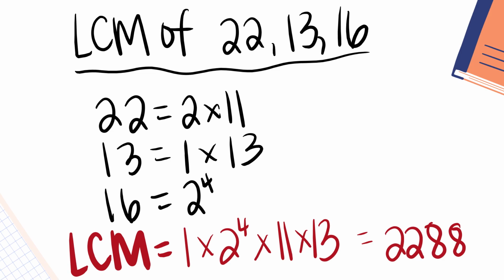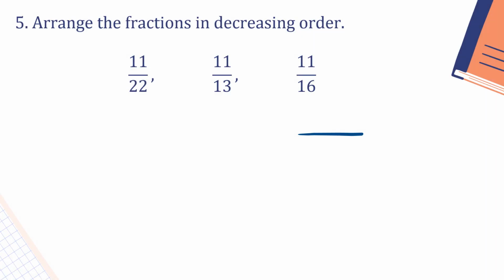Very large number. So we have to make all of our fractions have the denominator 2288. What I did here is I grabbed my calculator and said, okay, 2288 divided by 22. So I had to multiply by 104 to get to 2288. I took my least common multiple and divided it by that denominator to figure out what I need to multiply by to get to that least common multiple. Ideally, if you were doing this with your students, you would have much smaller numbers and it would be more obvious what you need to multiply by.